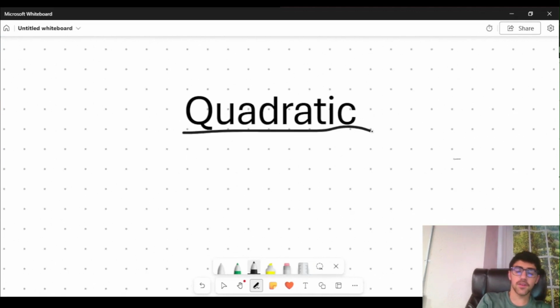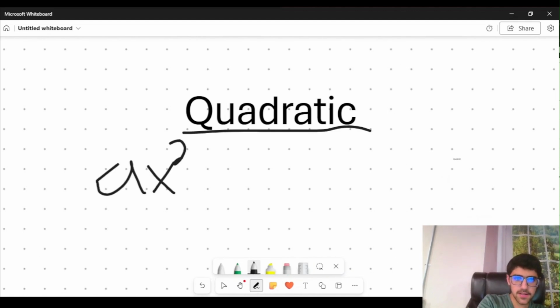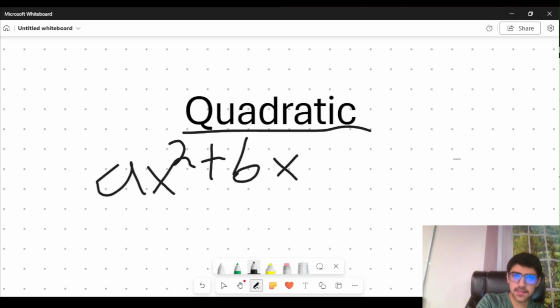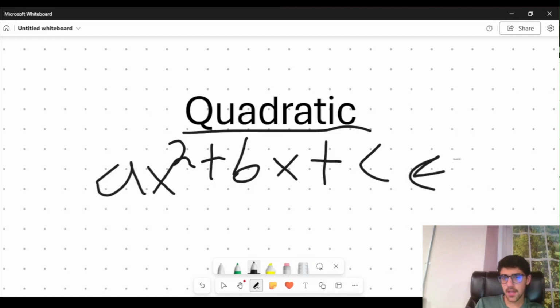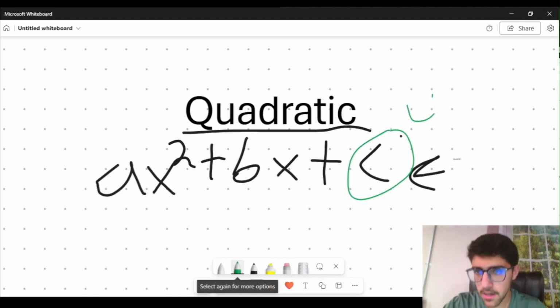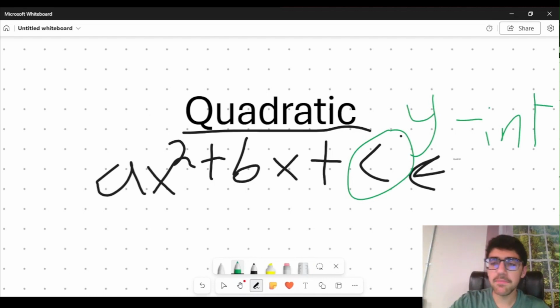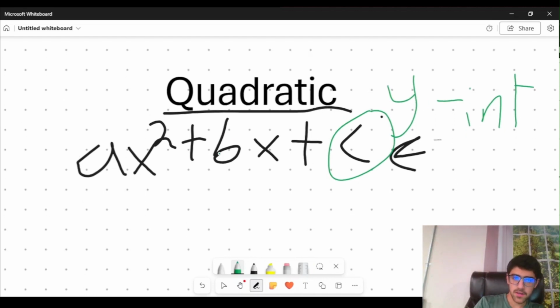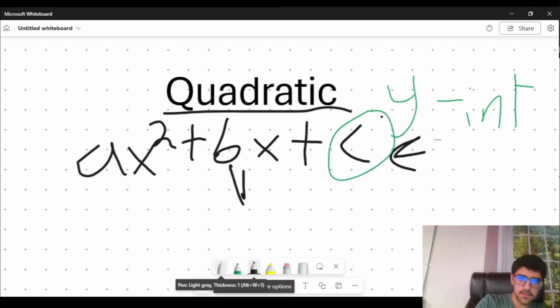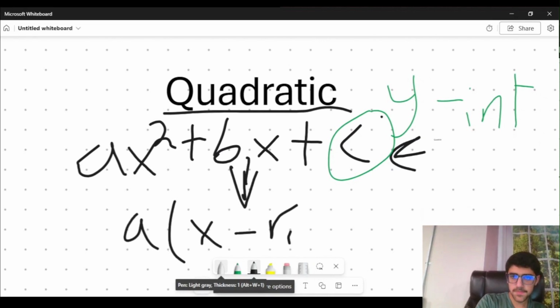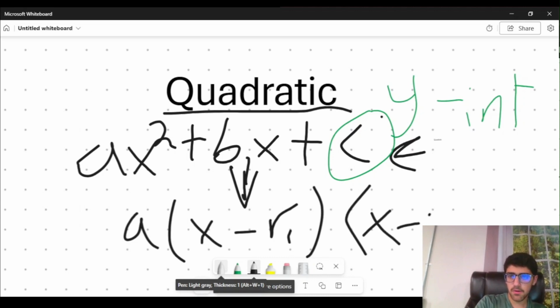With the quadratic, there are three forms that will show up on the SAT, and the first one is ax squared plus bx plus c. The basic thing to know about this is that c is the y-intercept, and that is pretty much all you can get from this. Then this can be factored to become a times (x minus r1) times (x minus r2).